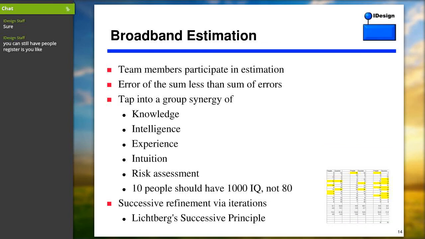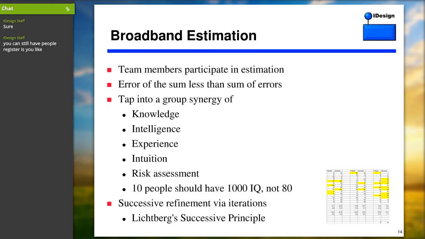Another technique for overall project estimation is broadband. We literally involve all the team in the effort. And what you want to do is tap into the synergy of the combined brain of the group. I like to say that 10 people should have the IQ of 1,000, not 80. Not everybody knows everything, but if you know something that somebody else does not, you can share it. People have different experience, different perspective, different intuition, different approach to risk.